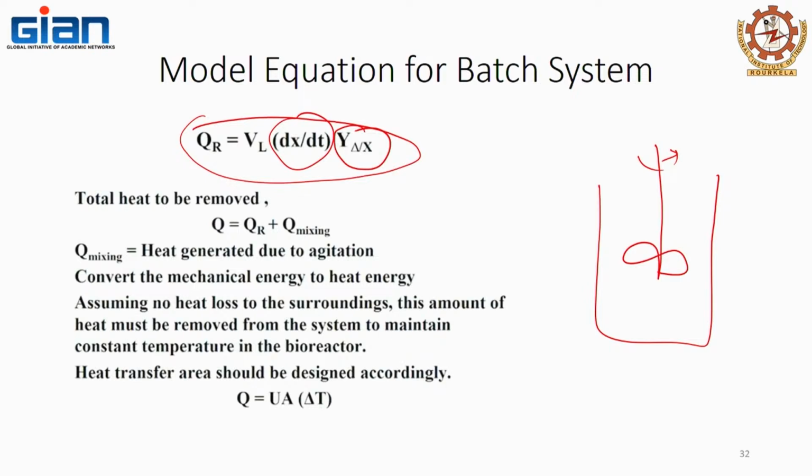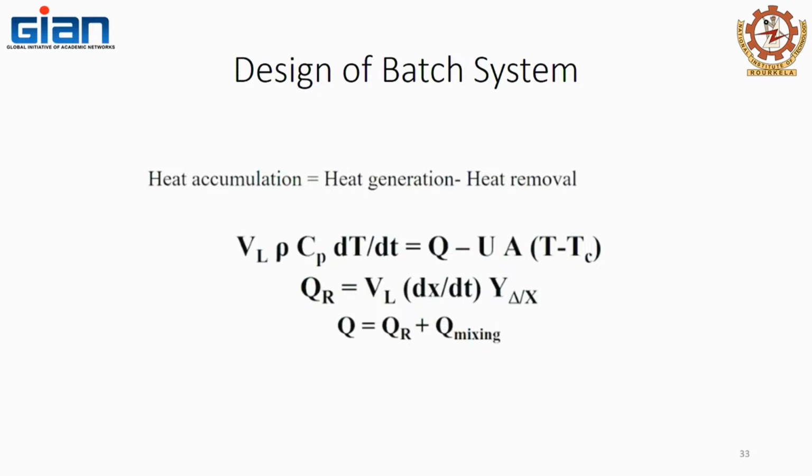So, the heat transfer area should be designed accordingly. What you are looking for from the Q mixing is the UA delta T. U is your overall heat transfer coefficient, A is your surface area, delta T is the temperature difference. So, the heat accumulation now would be the heat generation minus the heat removed.